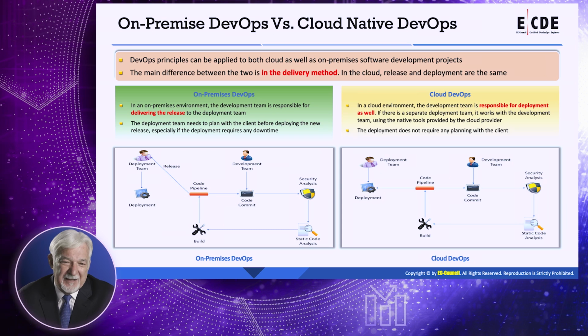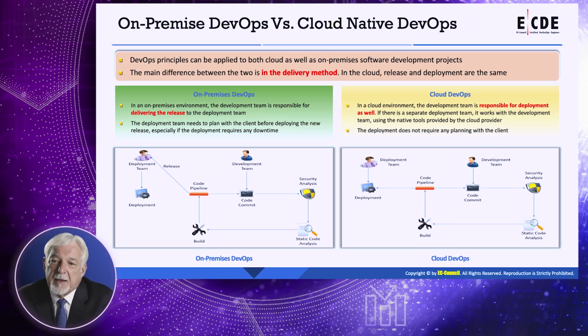And you can see it on the left there a little bit, how the deployment goes to the deployment team. They release it, you have the code pipeline, it gets built, static code analysis occurs, and there's a security analysis. And then the development team deploys the code commit once this is done.